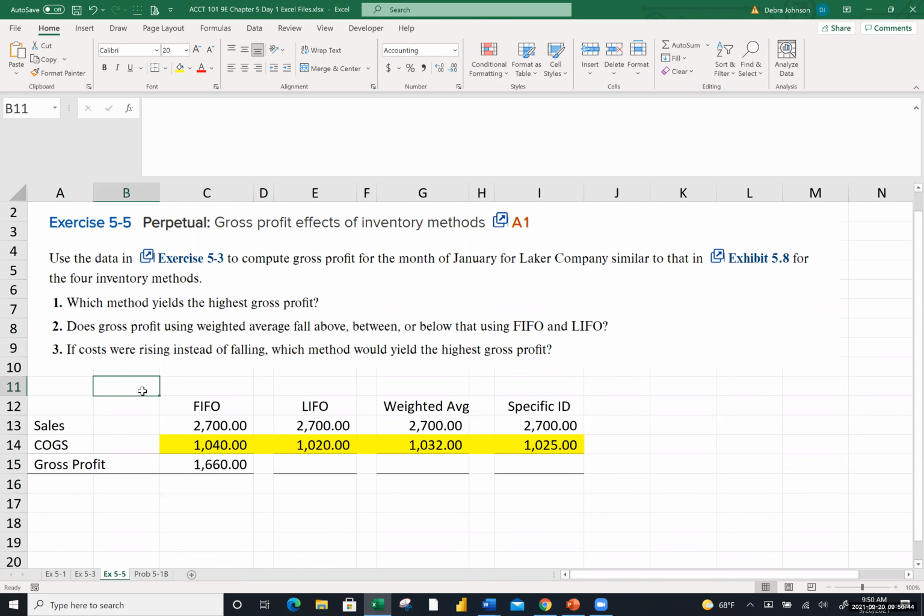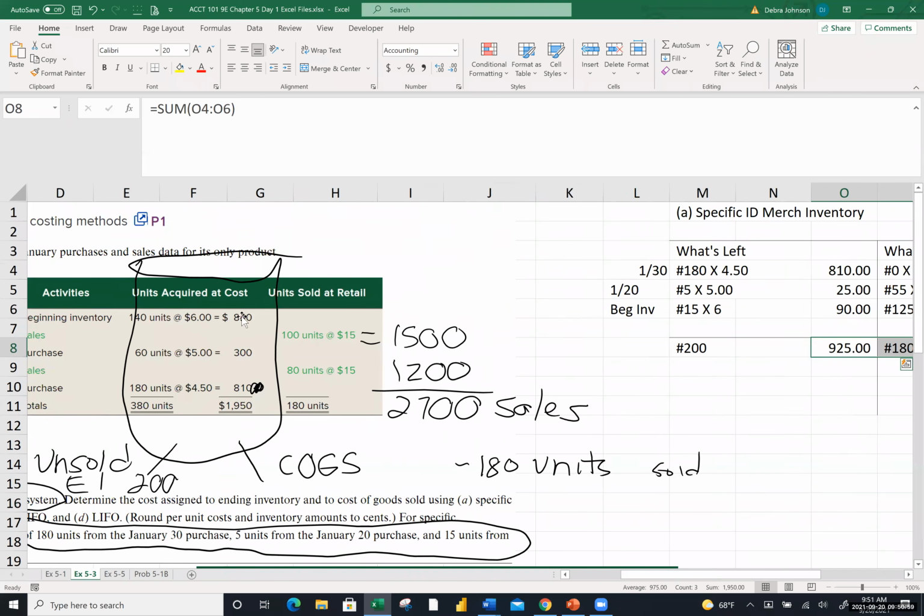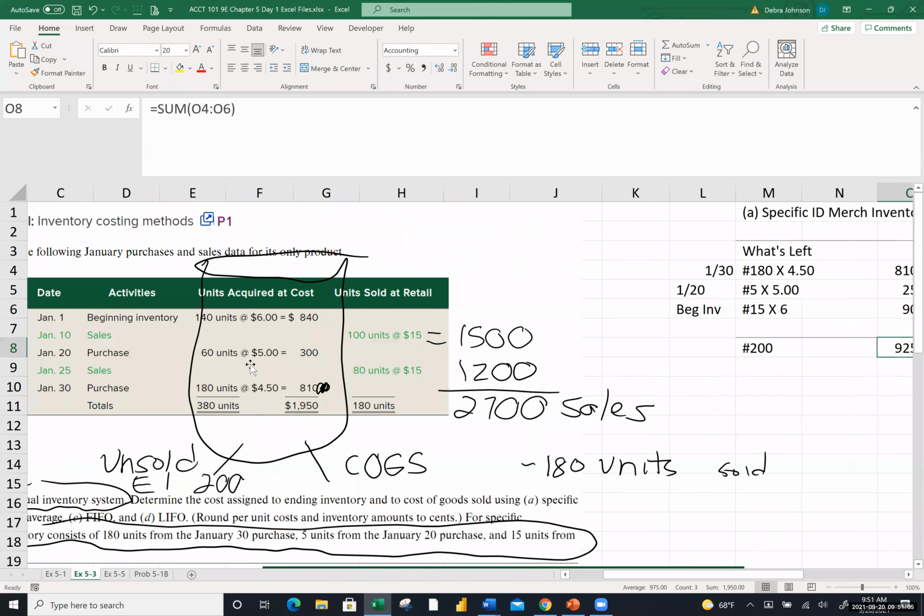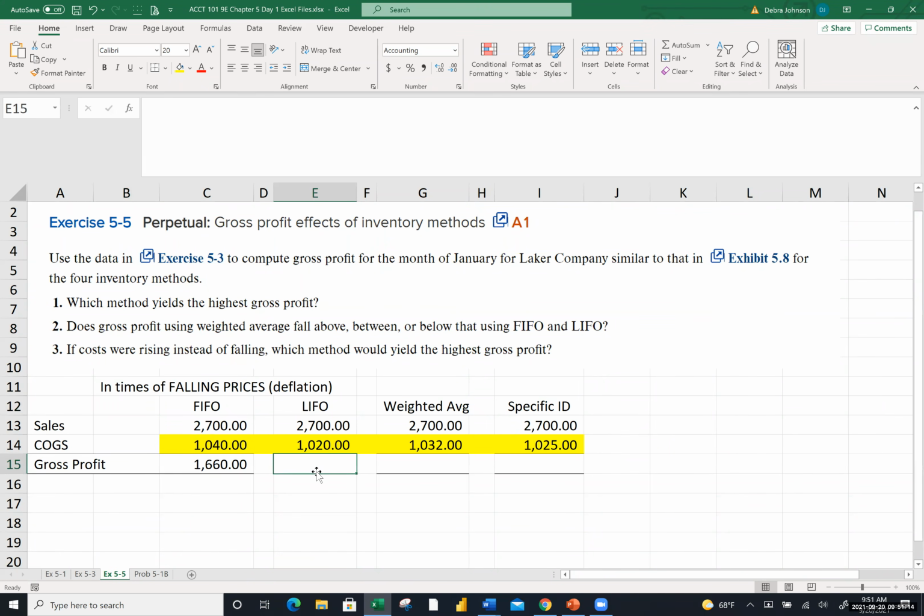Okay, and remember, this was in times of falling prices. Sometimes your book will refer to this as deflation. How do I know that? Again, if I go look back at the original problem, it went from 6, to 5 to 450. So you can clearly see that the costs are going down. That's not our times right now. I'm no economist, but my guess is we are in an inflationary period. Let me pull that formula across and we'll see for ourselves what happened.